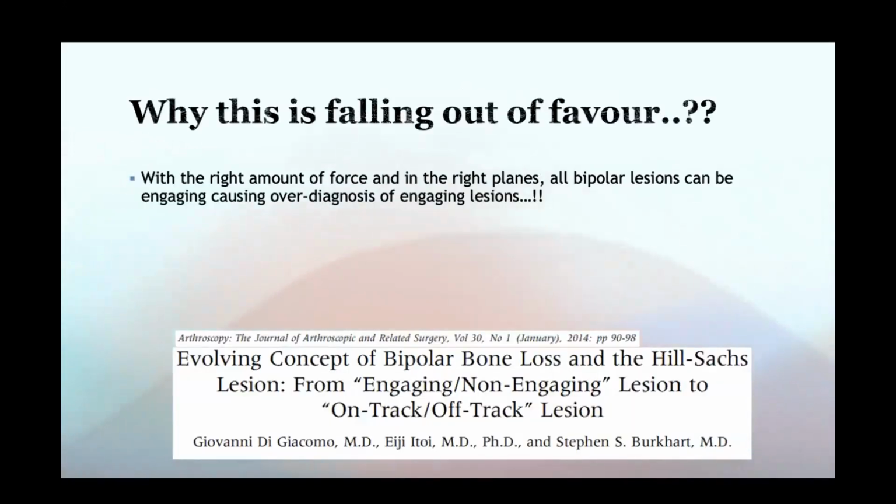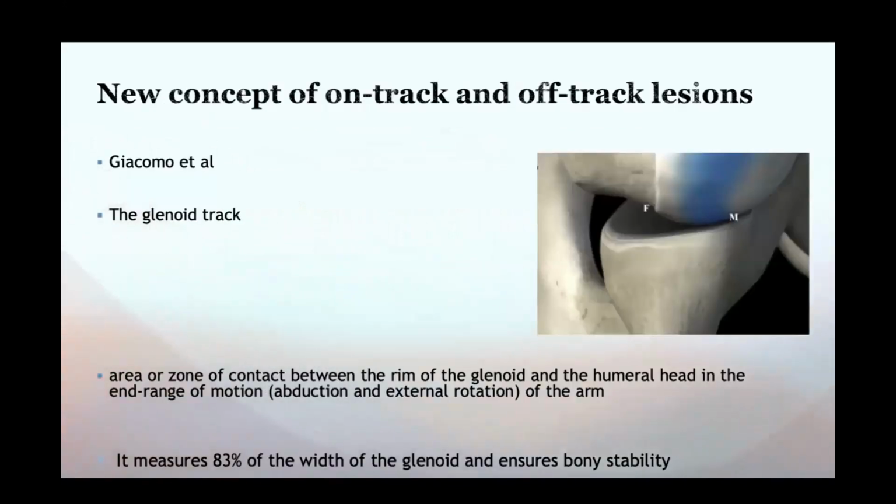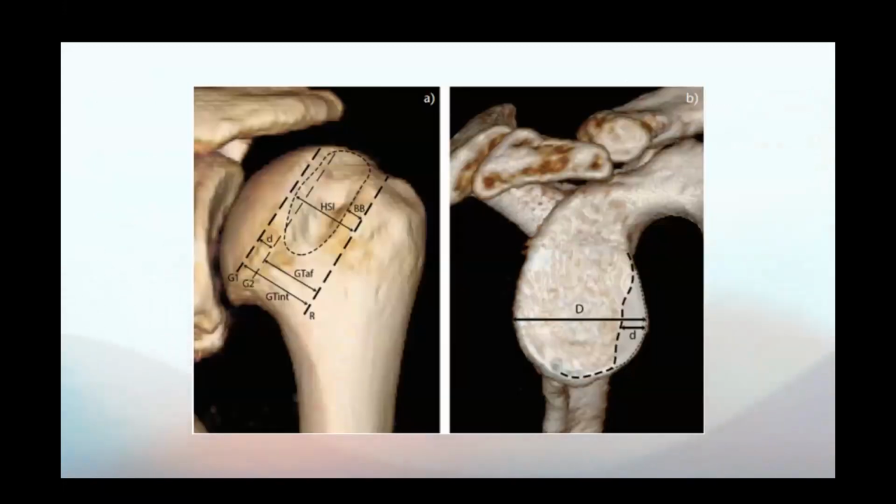This is the reason why the engaging and non-engaging concept is failing, and the new concept of on-track and off-track was developed. Here, like I mentioned again, the 83% of the glenoid width ensures bony stability. The area between the contact and the rim of the glenoid and the humeral head in the end region of motion, that is abduction and external rotation of the arm, is the most common region in which dislocations and instabilities take place. So the glenoid track, that is the 83%, is measured on the posterior superior aspect of the humerus. This is the Hill-Sachs index.